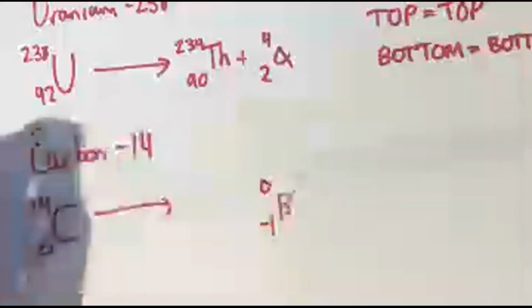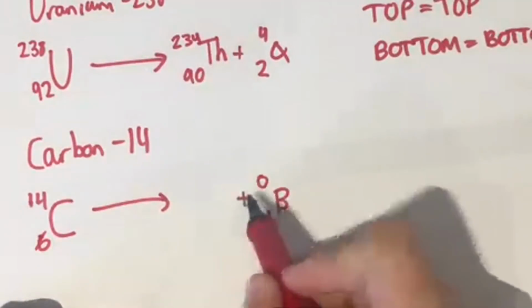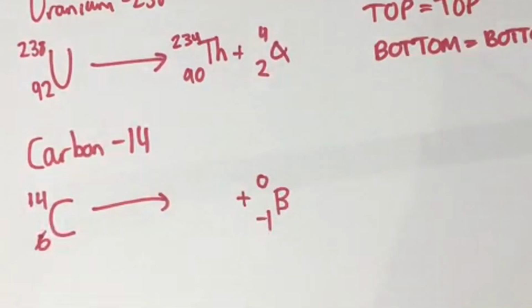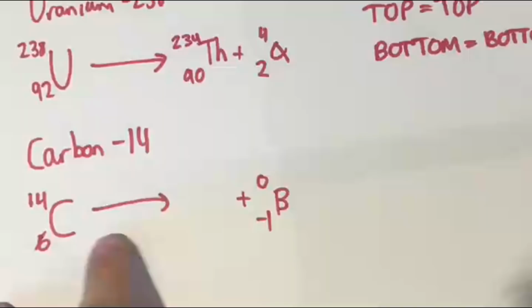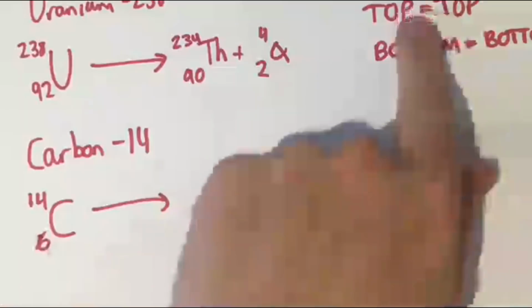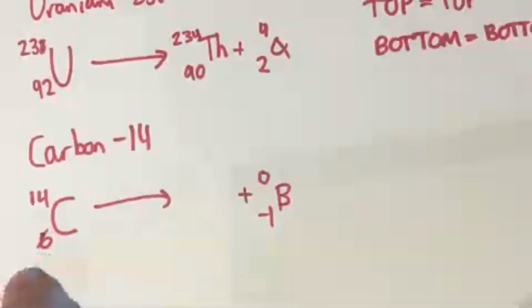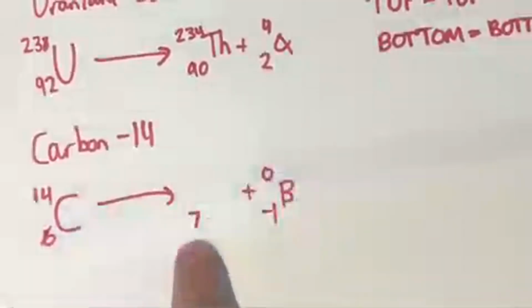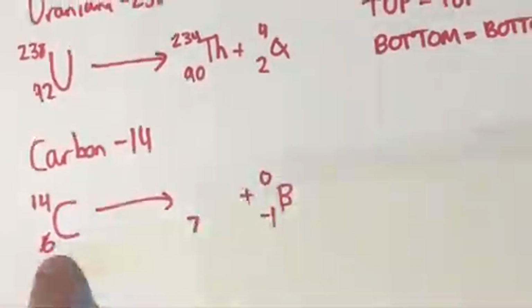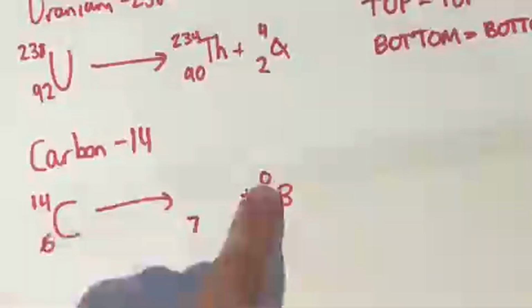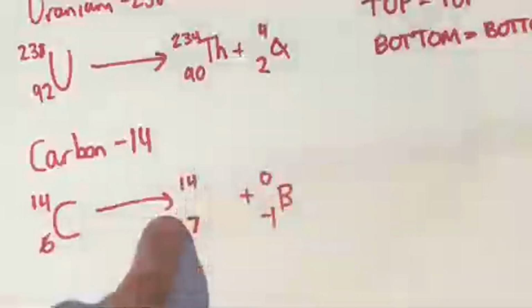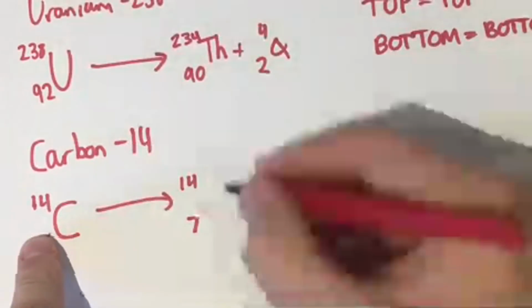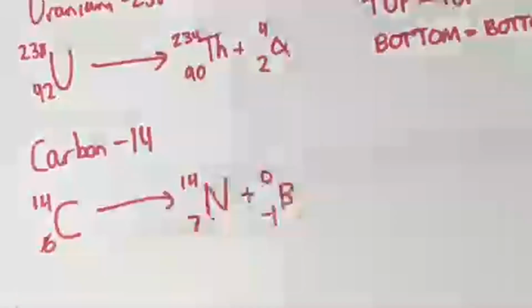Now it's a bit confusing. It's all to do with how that beta particle is formed. I've got 6 here. Remember, top equals top, bottom equals bottom. 6 goes to something plus -1, so that's going to be 7, because 7 minus 1 is 6. And at the top, because that's 0, that's also going to be 14, so 14 plus 0 equals 14. That means that element is named nitrogen.